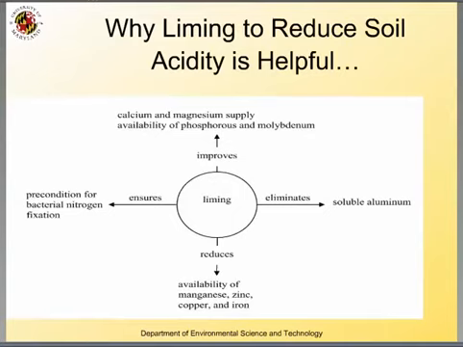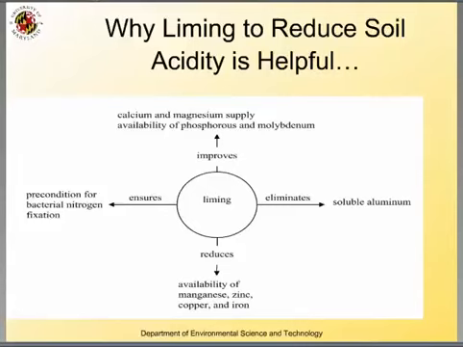Here's another way of looking at the same thing. It's called Why Do We Lime? Why liming to reduce acidity is often helpful. Well, let's look at this. Liming is going to eliminate that soluble aluminum. Remember how that got big, blew up as you had acidic? You want aluminum gone. Aluminum's bad for plants. It's bad for us.